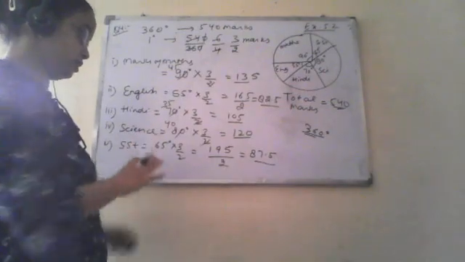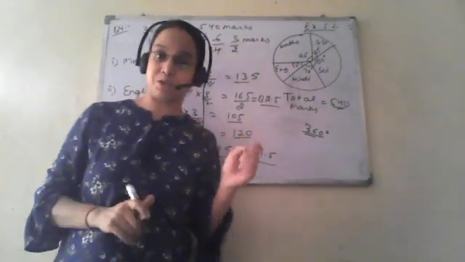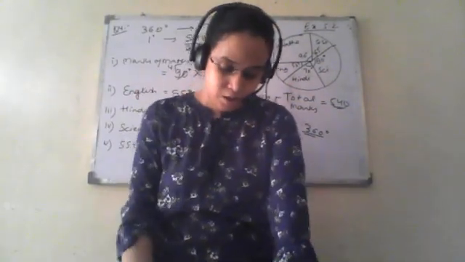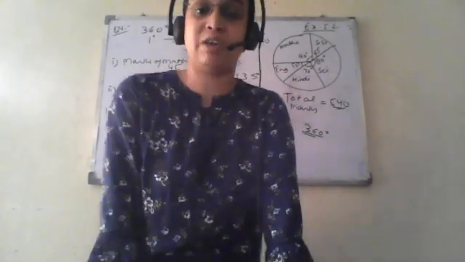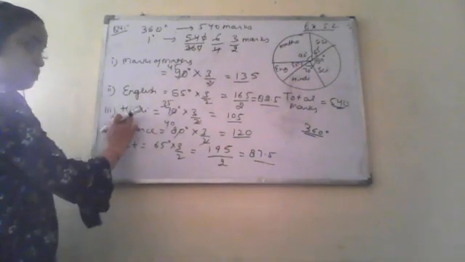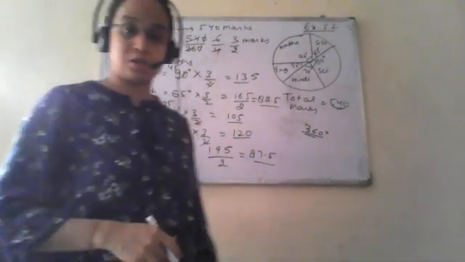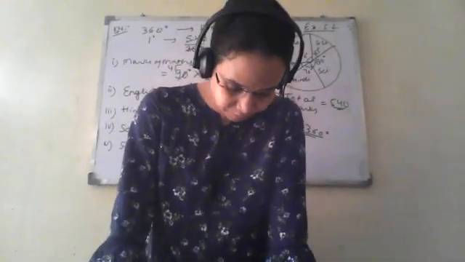Now we have marks of individual subjects. Now we will answer the questions. So first part is, in which subject did the student score 105 marks? So 105 was for Hindi. So for Hindi he has scored 105 marks.